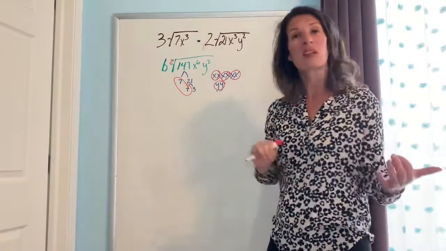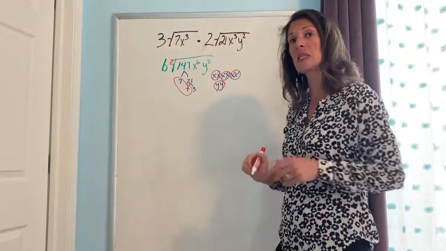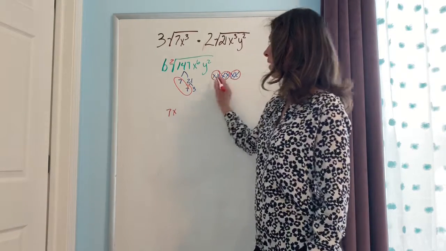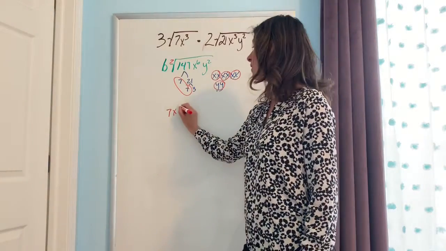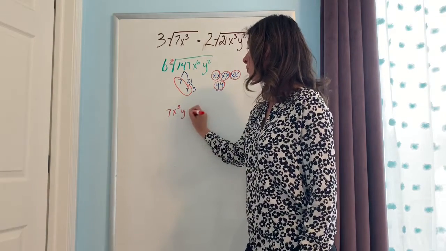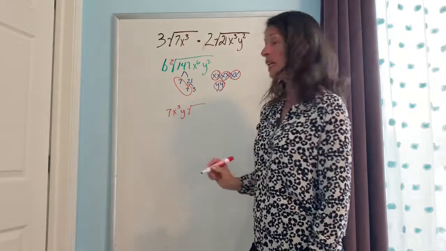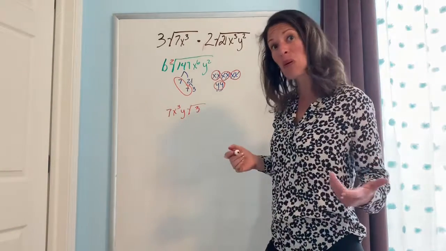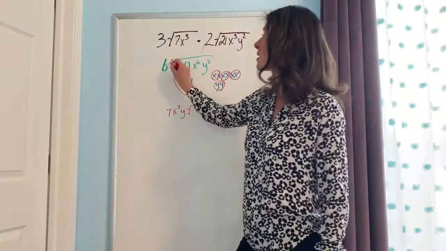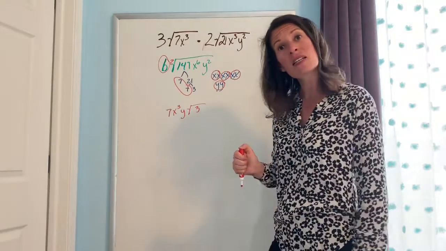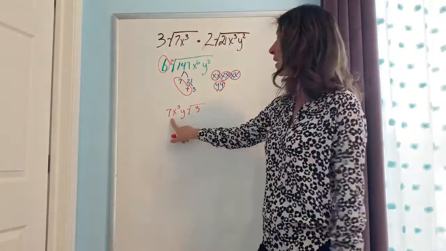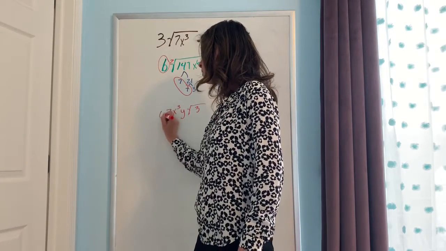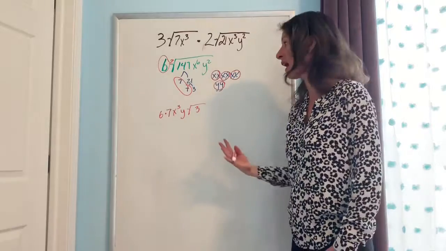Anything circled gets to come out of my radical. Anything that's not circled has to stay in. So I will have 7x. I have 3 groups of x, so it's x cubed. And I have 1 group of y. And inside the radical is a 3. Now, one thing I didn't do, which hopefully you recognized, is I didn't deal with that 6. This is what came out of the radical, so it needs to be multiplied by the 6 on the outside.